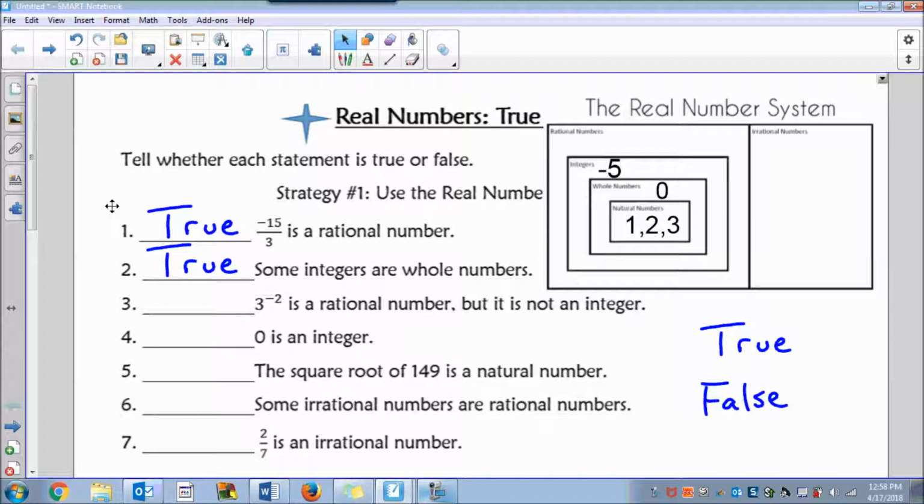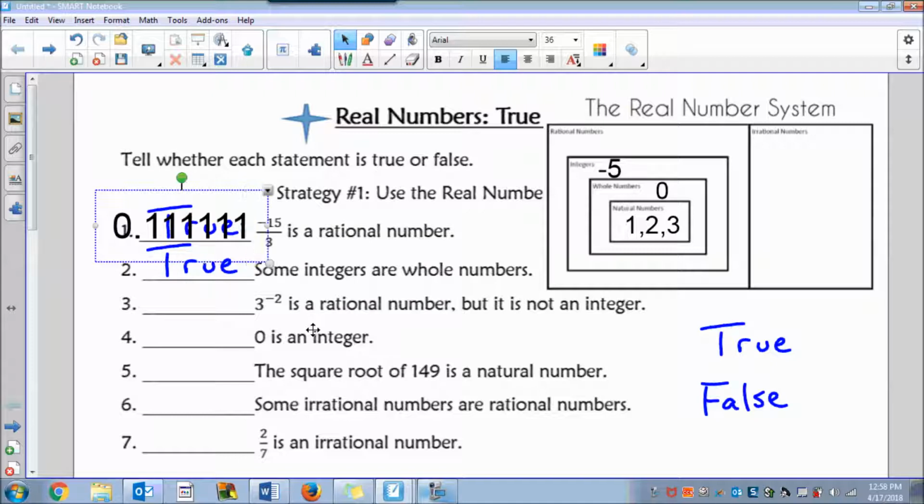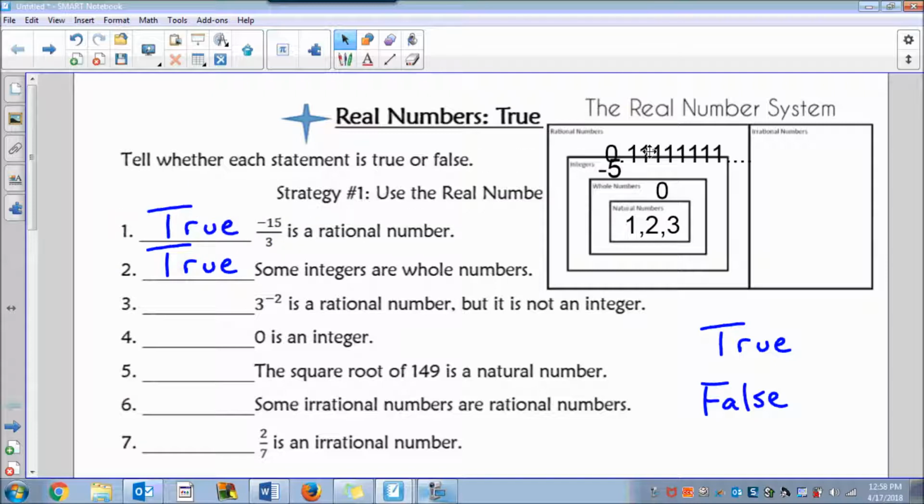The third one says 3 to the negative second is a rational number, but not an integer. 3 to the negative second, we can plug that into the calculator. We hit 3, and then we hit the y to the x button, and then we can type in negative 2. It would give us a decimal, 0.11111 repeating forever. That's a repeating decimal. So that is a rational number.